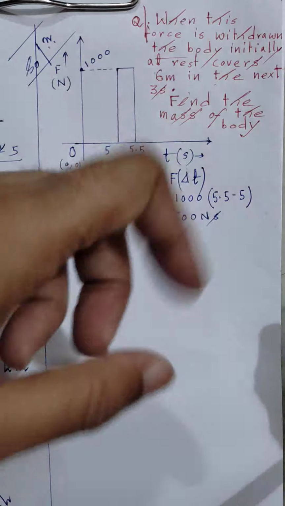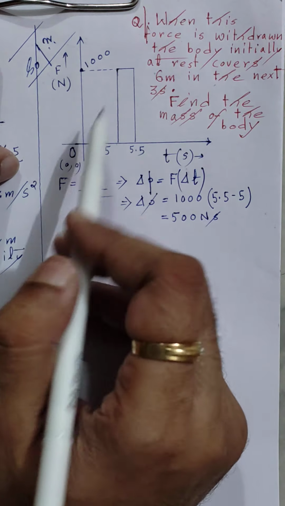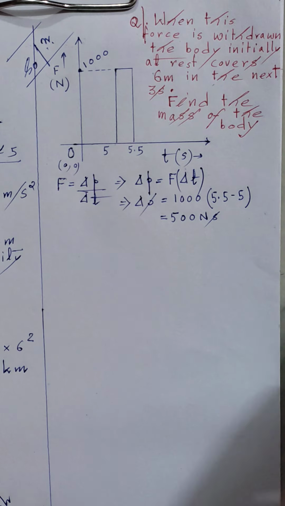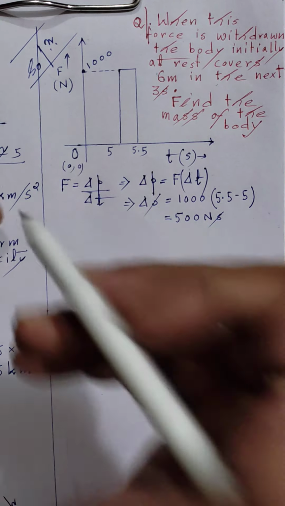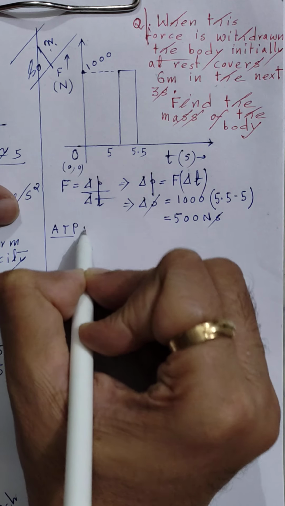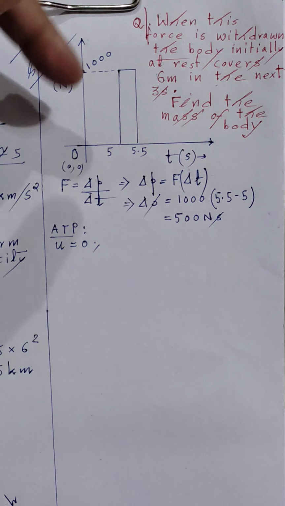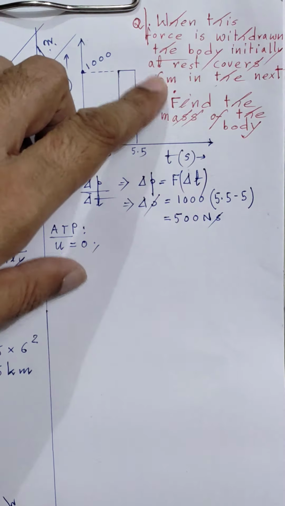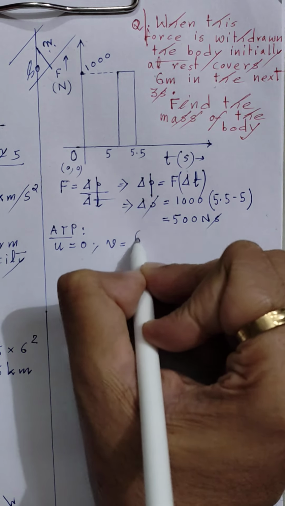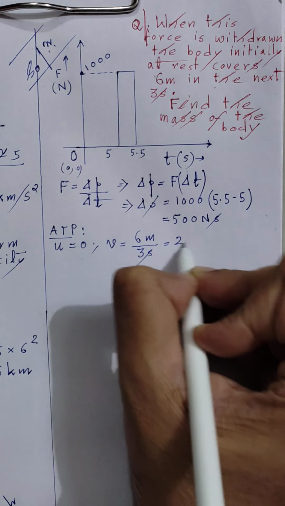What is impulse? The change in linear momentum of the body, which is caused by this very large force acting on the body for an extremely short duration of time. Now the body was initially at rest. So according to the problem, the initial velocity of the body is 0, and after the force has been withdrawn, the body covers 6 meters in 3 seconds. So the final velocity of the body is 6 meters divided by 3 seconds, that is nothing but 2 meters per second.